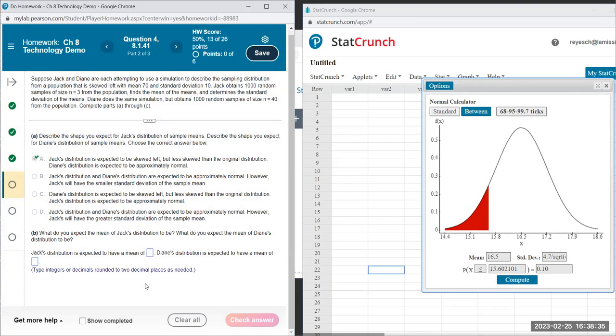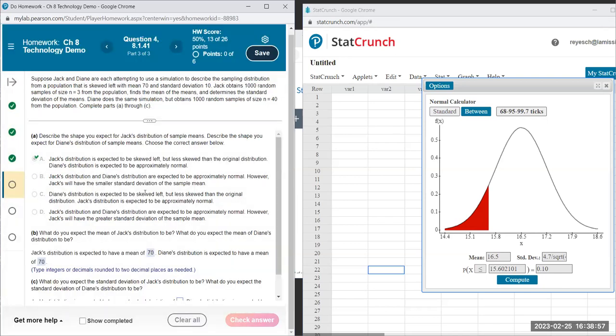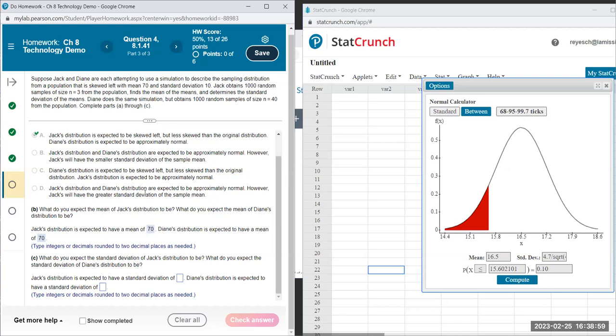What would you expect the mean of Jack's distribution to be? And the mean of Diane's? The mean is still going to be the same. It should be still close to the original. In this case, it's 70 for both, because of the population, the center is 70. It's the deviation that will be different for both of them, due to their sample sizes.